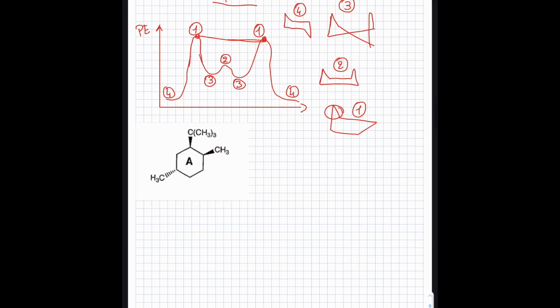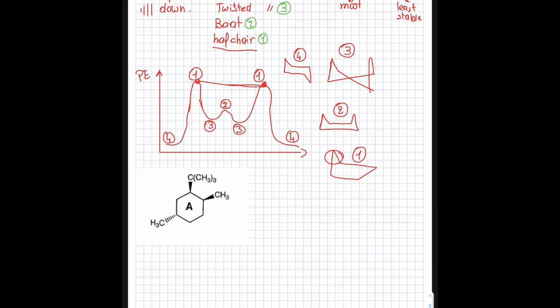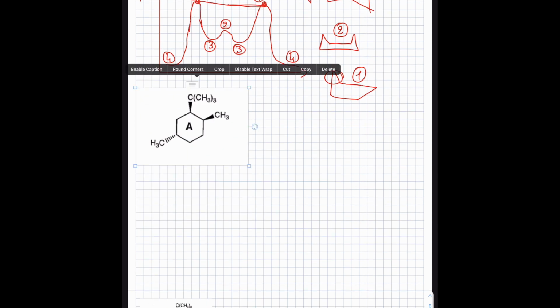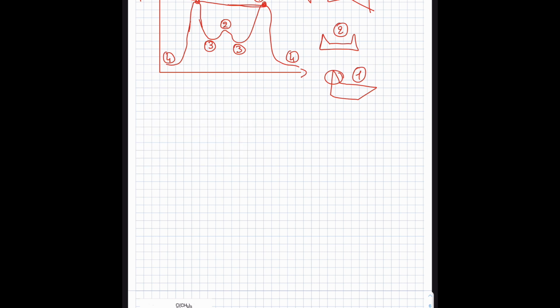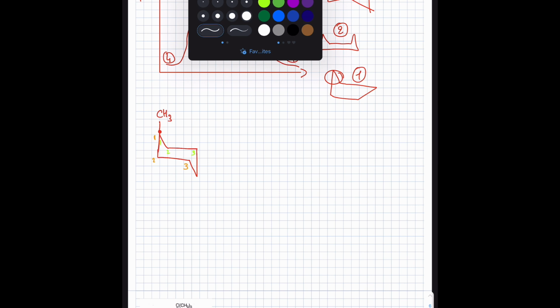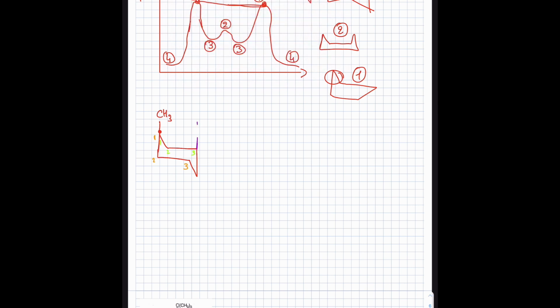Now, another thing that I want to talk about is why, as I'll mention later on, you don't want to have groups on the axial, and the reason why is because you don't want to have a 1,3 diaxial strain. So let me just draw the chair conformation here. Let's pretend we have a methyl right here, a CH3, and that's carbon number 1, that's carbon number 2, and that's carbon number 3. And from the other side, this is carbon number 1, this is number 2, and this is number 3. And let's pretend we have a hydrogen here.